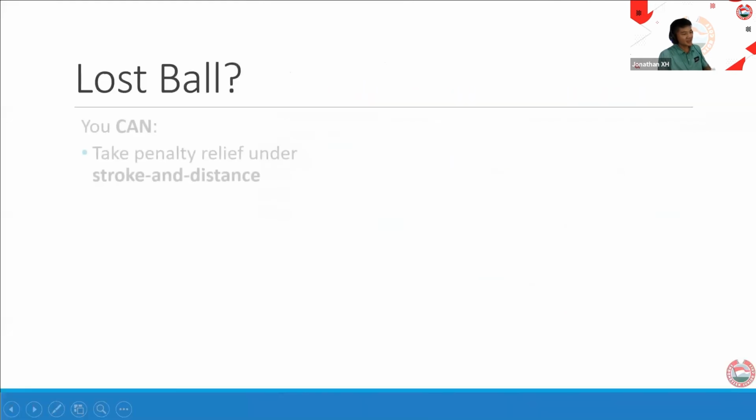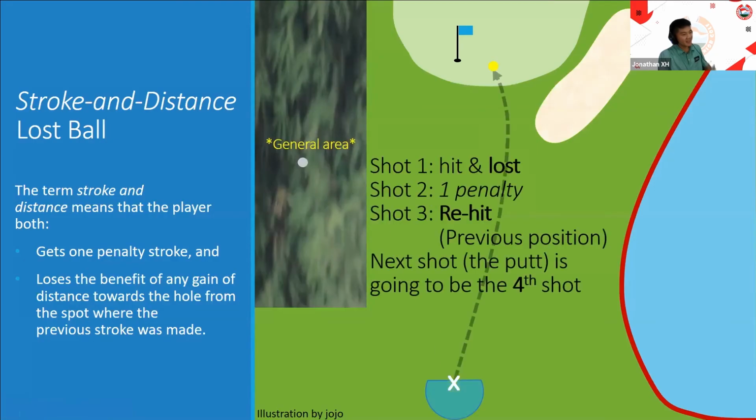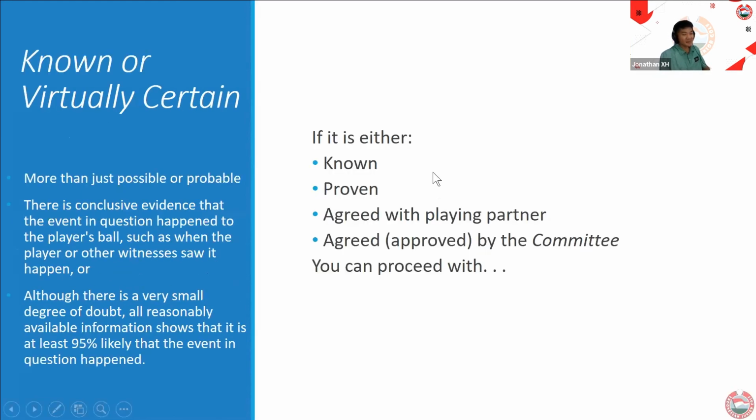So we've already shown this. Right. Now, I will make a case about what Joner was saying. Known or virtually certain. On the left is the official definition of known or virtually certain. You can Google that up or screenshot this. This was just copy-paste from the rulebook. Now, on the right is sort of simplified.